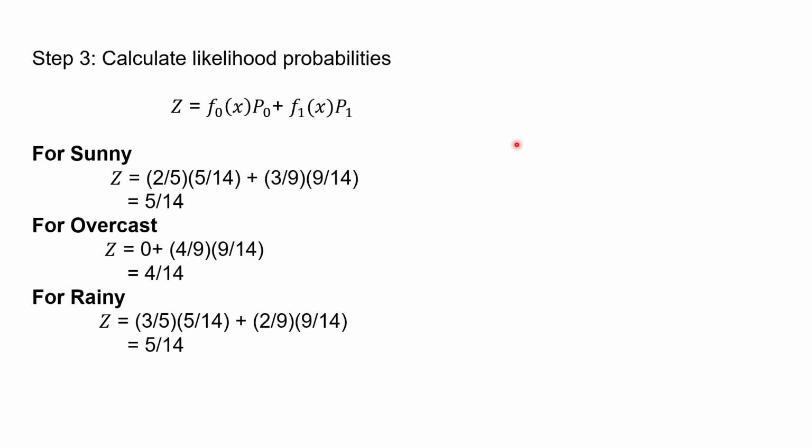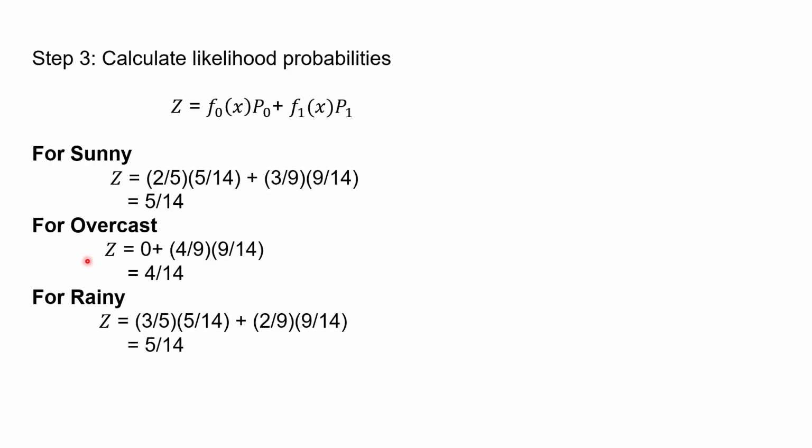Now we shall calculate the likelihood probabilities. The likelihood probability is given by Z is equal to F0 of x into P0 plus F1 of x into P1. For sunny, overcast and rainy classes, we shall calculate the likelihood probability Z. Z is equal to F0 of x, 2 by 5, into P0, 5 by 14, plus F1 of x, 3 by 9, into P1, 9 by 14, which is equal to 5 by 14.